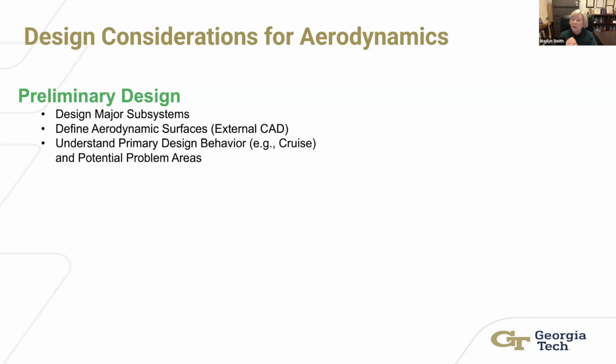Now you're going to look at your primary things like cruise, maybe some maneuvering, but you also want to look at some of your potential problem areas. Are you going to have to get close to stall? In rotors, your collective stall, you're going to start running out of collective potentially to meet some of your maneuvers. You need to look at what the potential problem areas are.